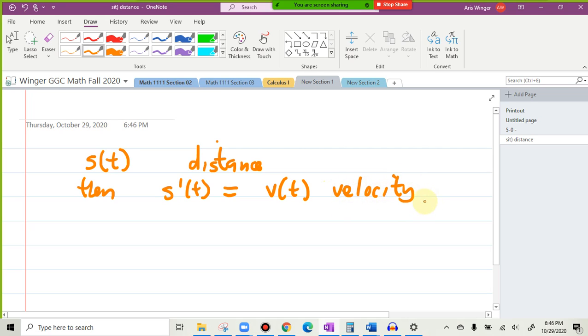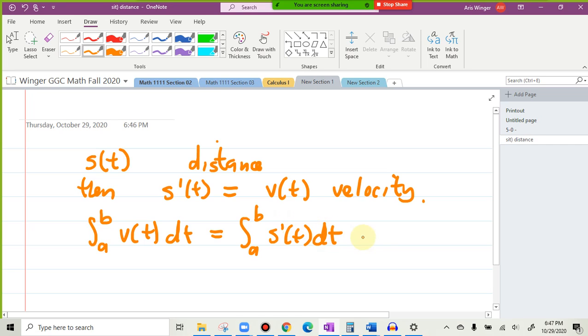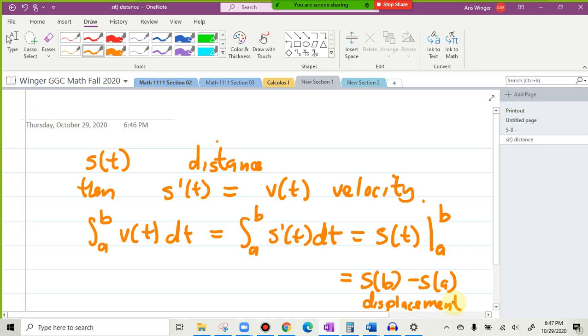But there's now something that we know because of the fundamental theorem of calculus. We know that the integral from a to b of v, the velocity, is going to be equal to the integral from a to b of s prime of t. And we know from the fundamental theorem of calculus that the area under that is equal to the difference in the endpoints. The antiderivative of s prime is just s. And so this would be s of t evaluated from a to b, and then this is just s of b minus s of a, which is just the displacement. It is the difference between where you started and where you ended.